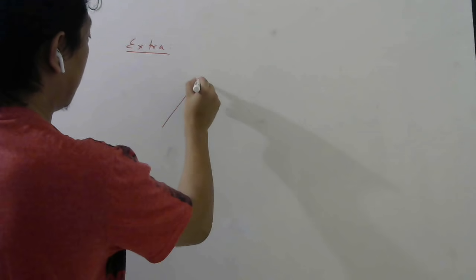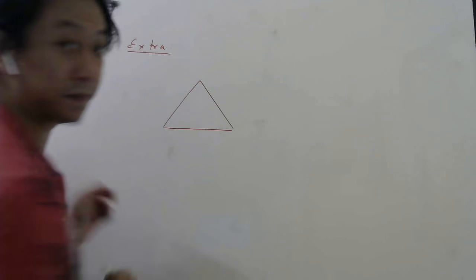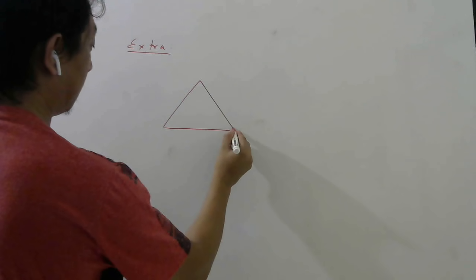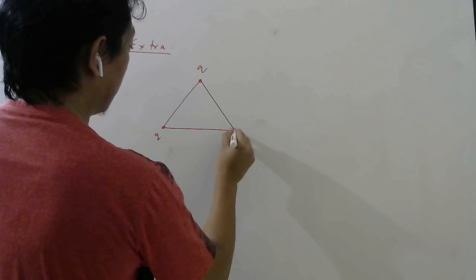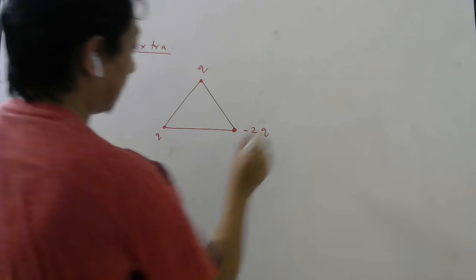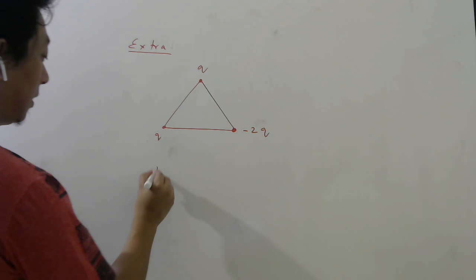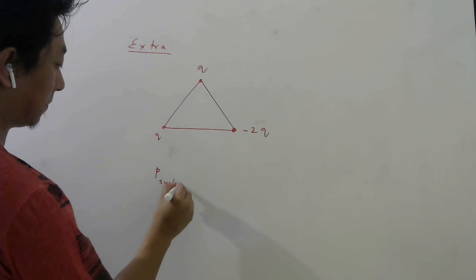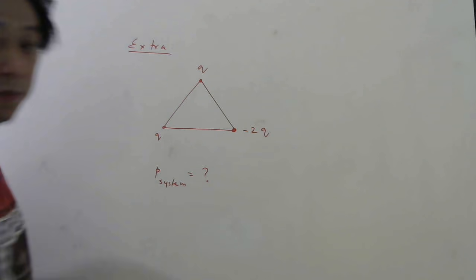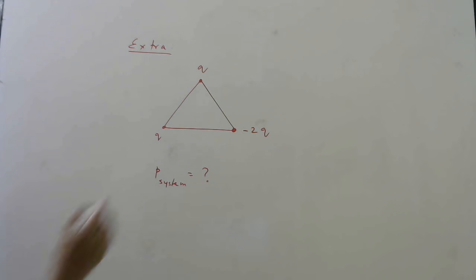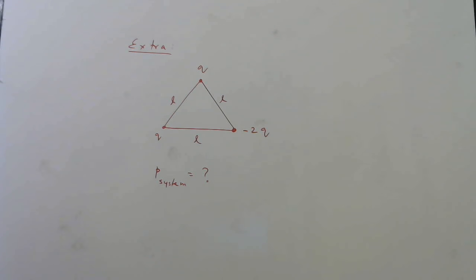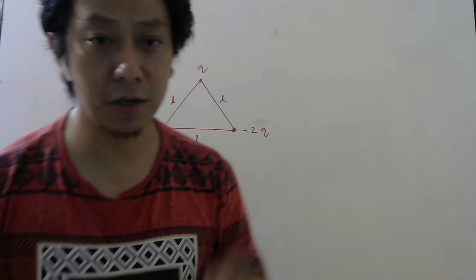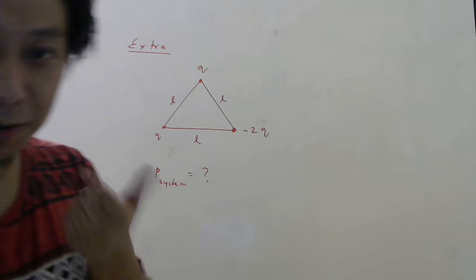Suppose I give you an equilateral triangle, and I keep here one charge Q, and here one charge minus 2Q. The question is to find the dipole moment of the system. Dipole moment symbol is P, right? Let us say the length of the side is L. So what is the dipole moment? First of all, a dipole means plus q and minus q separated by a distance, right? I told like that, but look carefully.